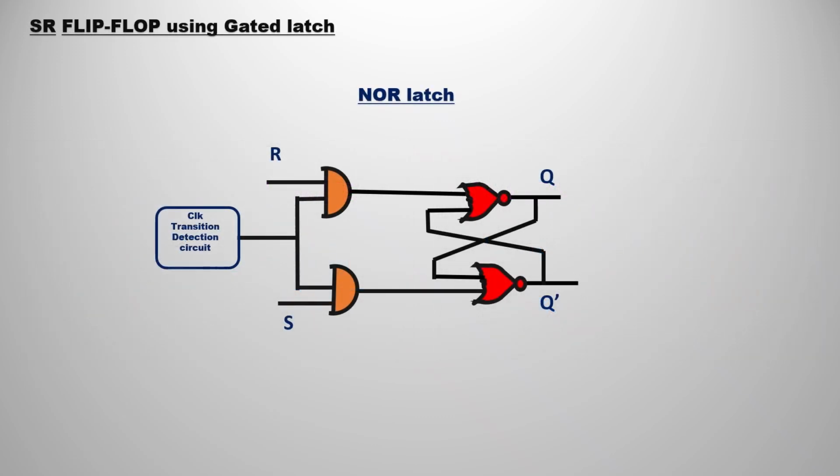Now let's start building the JK flip-flop using this SR flip-flop. I am starting with the NOR latch. I hope you know about this; please check out that video before if you don't. The first two cascaded NOR gates are known as a transparent latch. When you cascade with the enable line, that becomes our gated latch. If you apply the clock transition detection circuit also, overall it becomes the SR flip-flop.